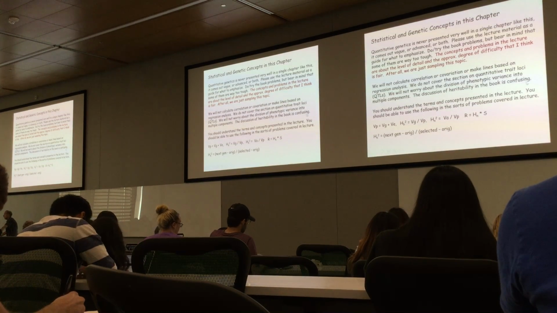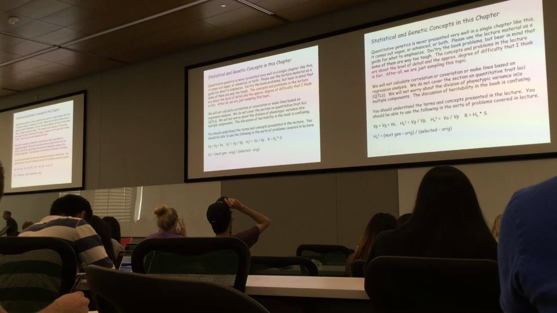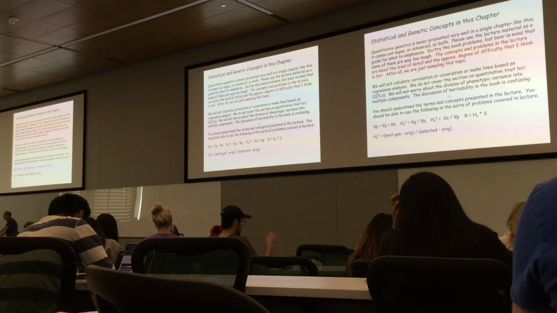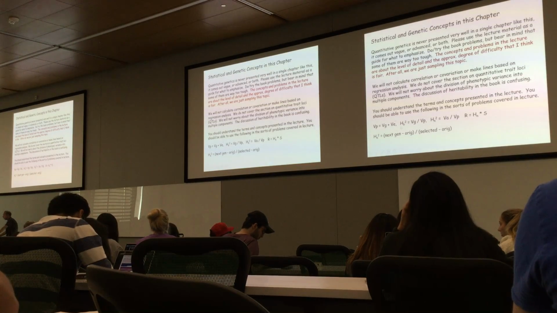Discussion of heritability in the book is confusing. They say things are heritable, and then they say things are not. They kind of go back and forth. It depends on time and place, and et cetera, et cetera. So, read it maybe, but use the lecture as kind of the guide.